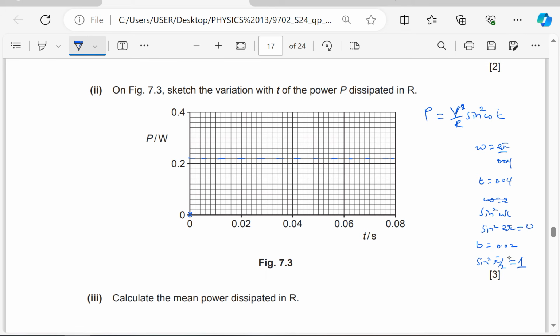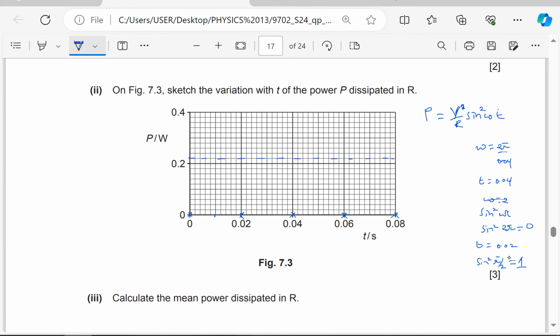Then at t equals 0.02, we are seeing that 0.02 is half a cycle. So remember omega is 2 pi over the period, and the period is 0.04. When I put in t, I remain with sine squared pi over 2, which is 1. But remember, V at 0.02 was 0, so the graph here will also be 0. Whenever V is 0, the graph will go to 0.